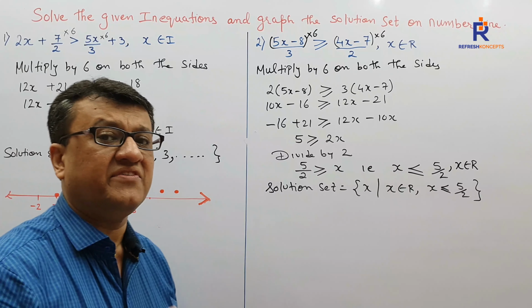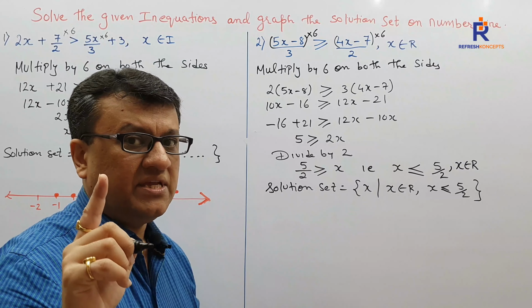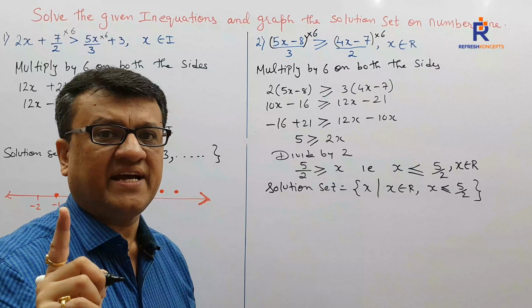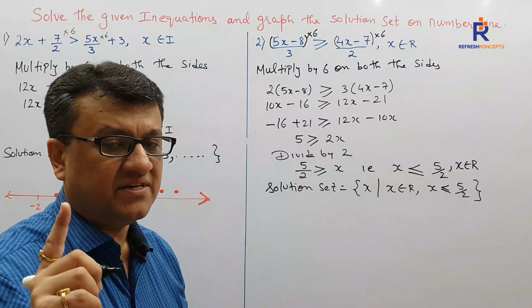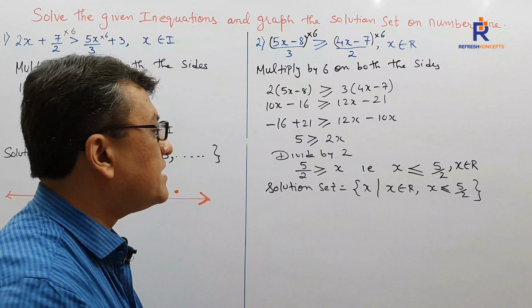Don't write down 2.5. Never write down in decimal. You can write down in mixed fraction or you can write down in fraction. Never in decimal. Please keep this in mind.